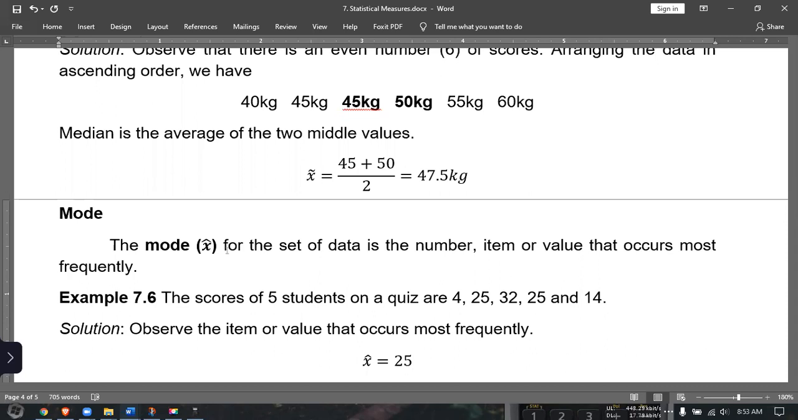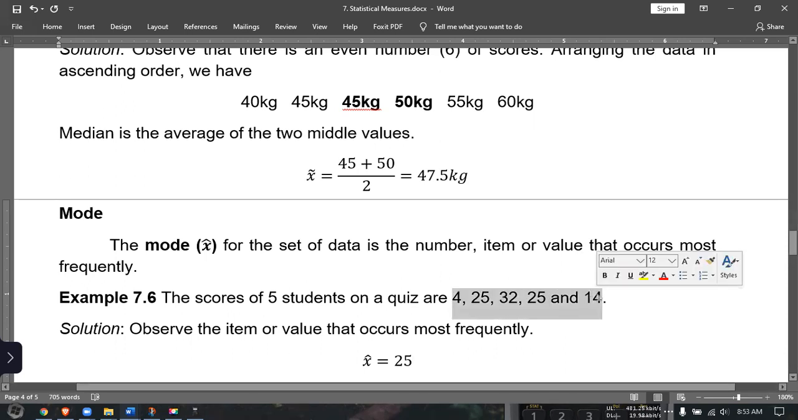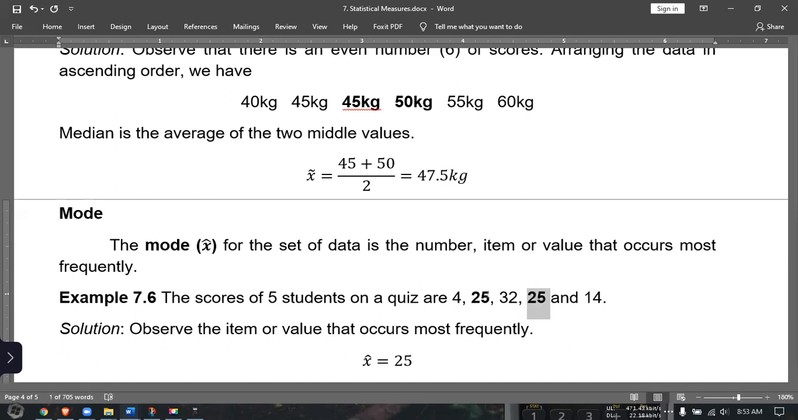For example, the scores of 5 students on the quiz are 4, 25, 32, 25, and 14. You can observe that 25 appears twice. Therefore, our mode in this particular data set is 25.